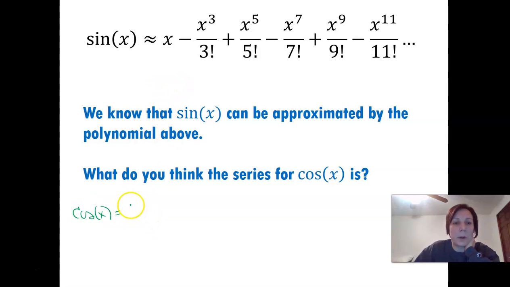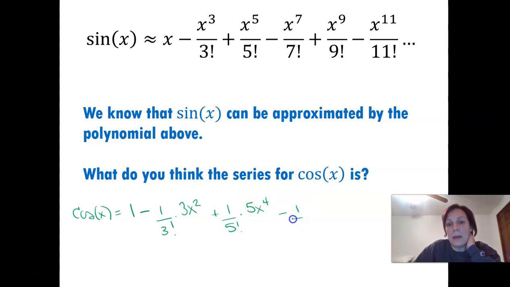The derivative of x is 1 minus, I'm going to leave my 1 over 3 factorial here, and I'm going to take the derivative of x cubed. That is 3x squared. Plus I have a 5 factorial. Take the derivative of x to the 5th, you get 5x to the 4th. I have a 1 over 7 factorial. The derivative of x to the 7th is 7x to the 6th, and so on and so forth.